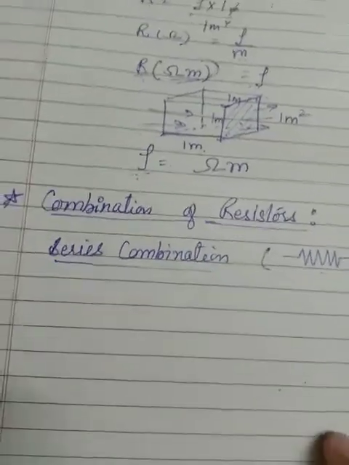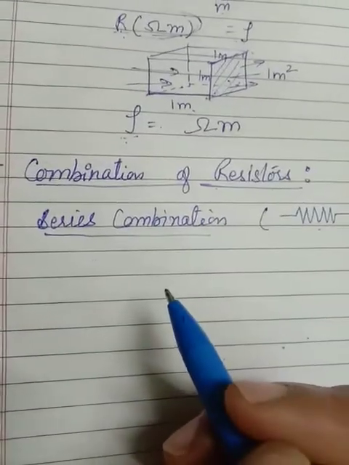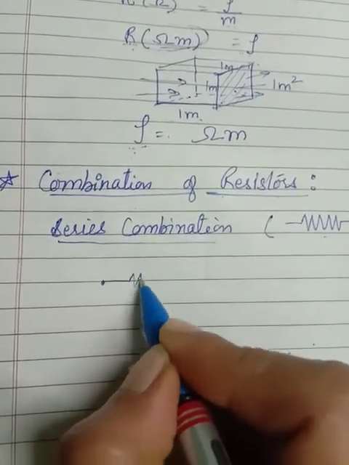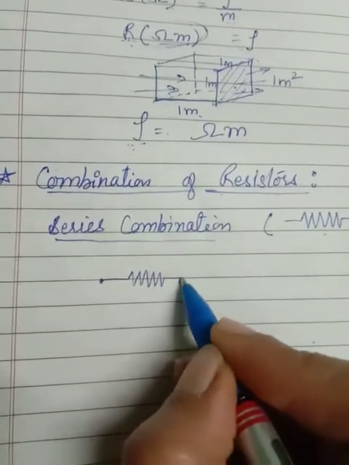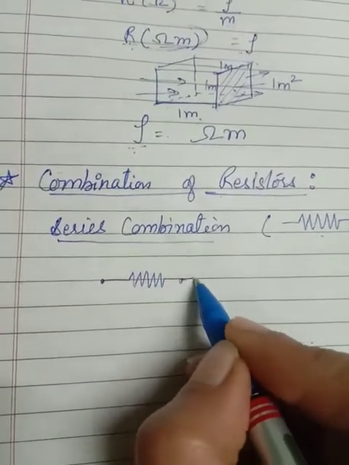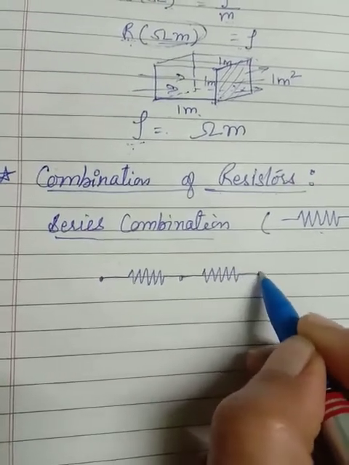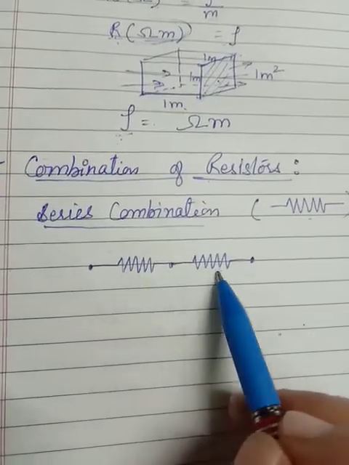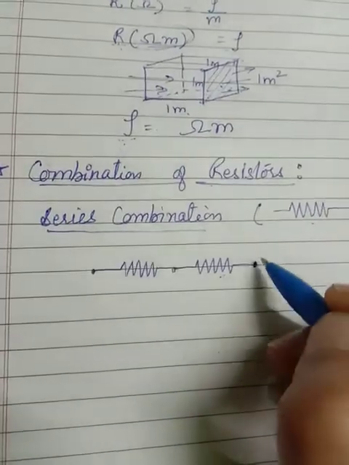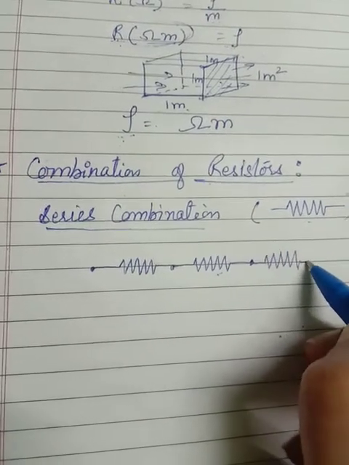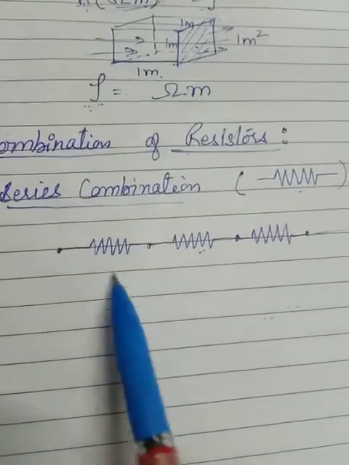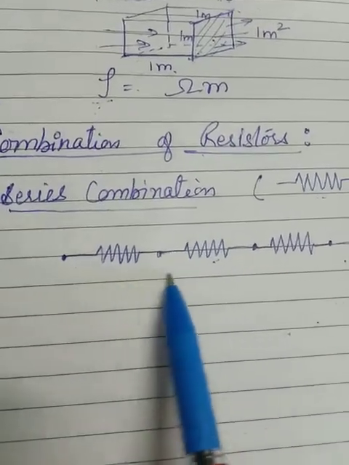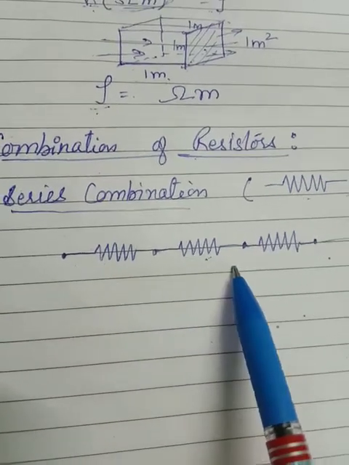So now for series combination, suppose this is one resistor. If we combine the second resistor in this way with the first one, then we will say that both these resistors are in series combination. Then a third resistor, and so on. If we keep on adding, joining resistors in this way, the combination is said to be series combination.